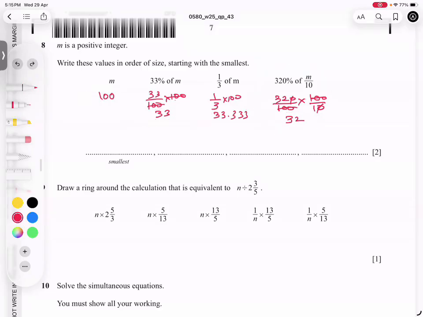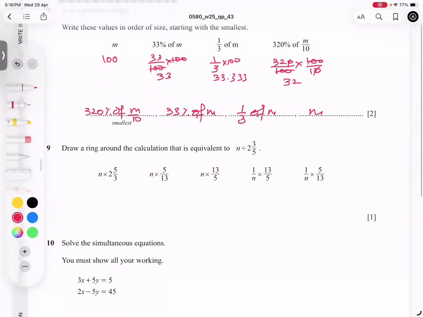So I'm writing 320% of m by 10. Don't write 32 here. Make sure you write these expressions. After 32, the next number is this one, so I write 33% of m. I hope you're understanding. In third place we have 33.33, so I must write this one: 1/3 of m. And lastly, this one, so I write m. So that's it, the question is completely over.